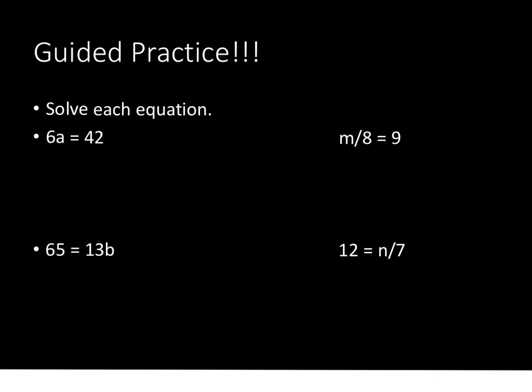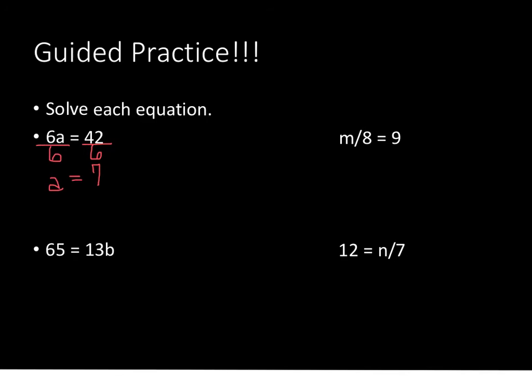Alright, so on the first one I have 6a equals 42. So what I'm going to do is divide by 6, and that gives me a equals, and I'm going to divide by 6 here, and 42 divided by 6 is 7. So if we were to substitute in 7 for a, 6 times 7 is 42.